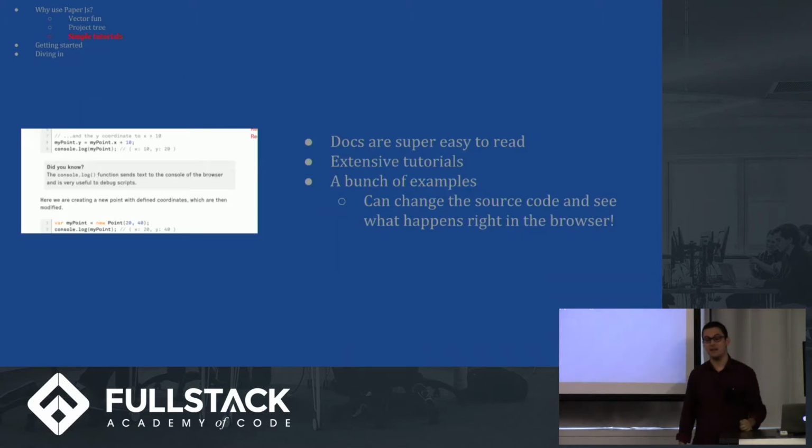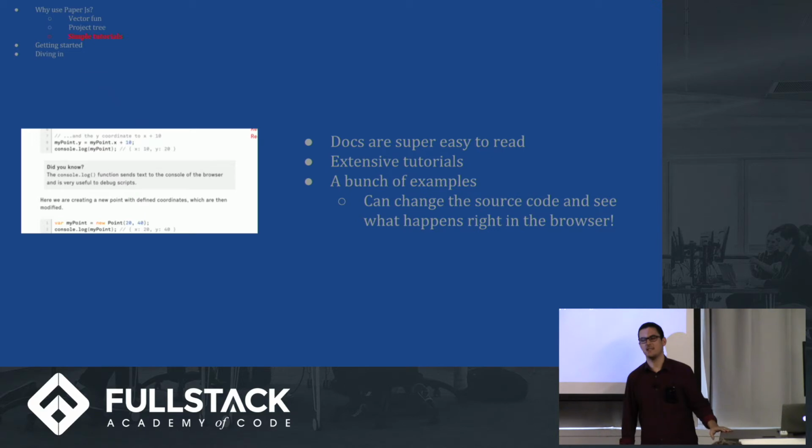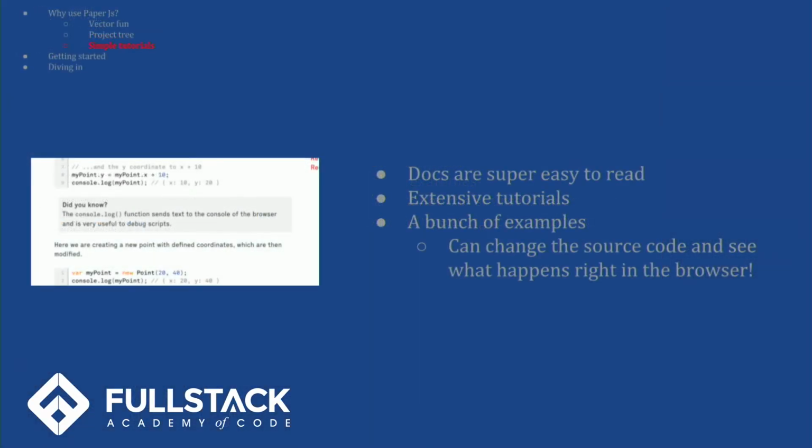Okay, another really good reason to use Paper.js is the docs are just great. As you can see from that example in the docs, the console.log function sends text to the console of the browser and is very useful to debug scripts. So just so you guys know, console.log is great. These docs are really extensive. They're really built out. They're honestly better than any docs I've seen for anything out there.